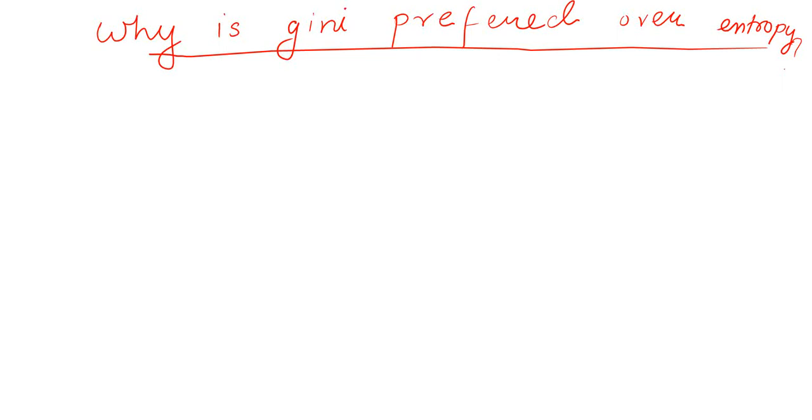So, why is Gini impurity preferred over entropy? The question is very intriguing in nature. First of all, we need to understand what Gini impurity and entropy are and how they work. So, imagine you have a data set of a few rows.